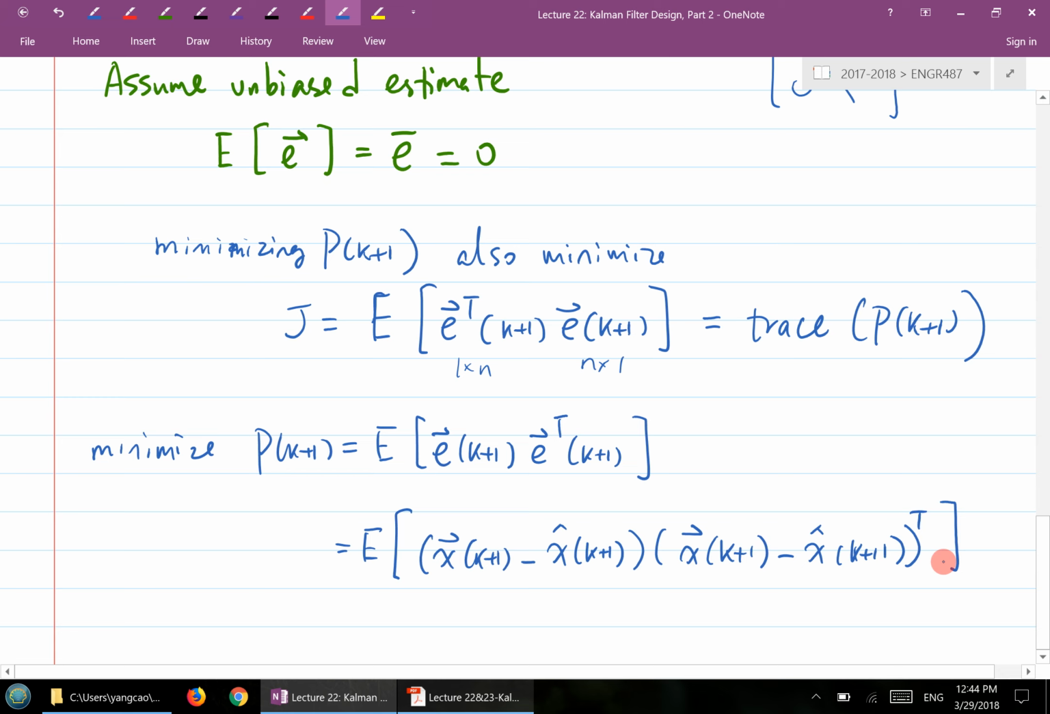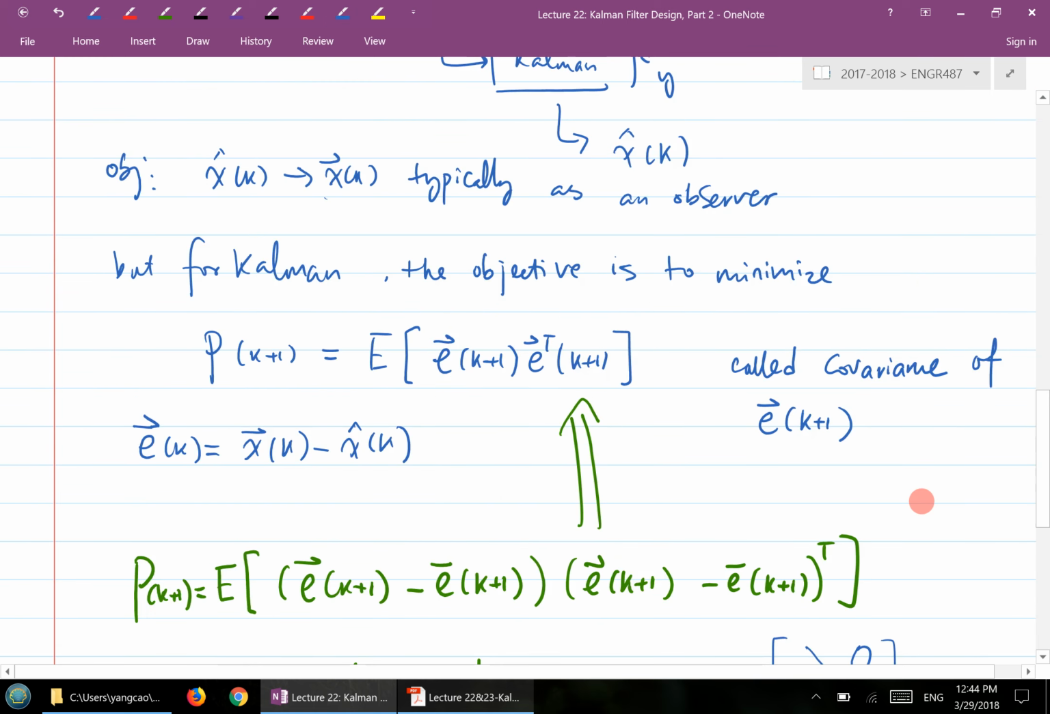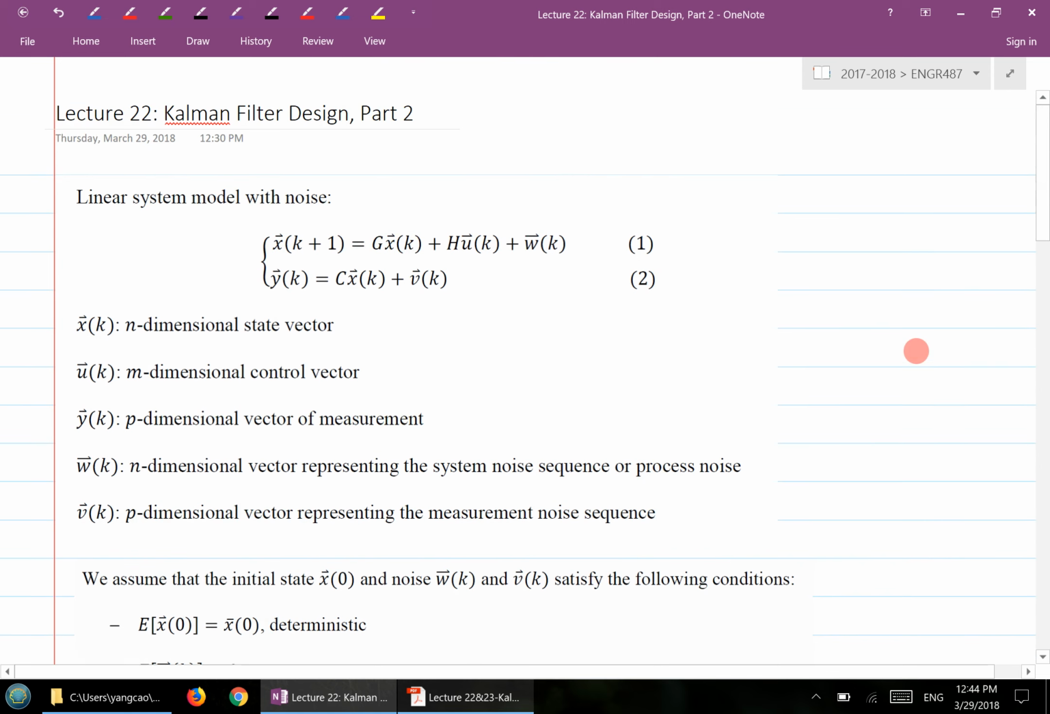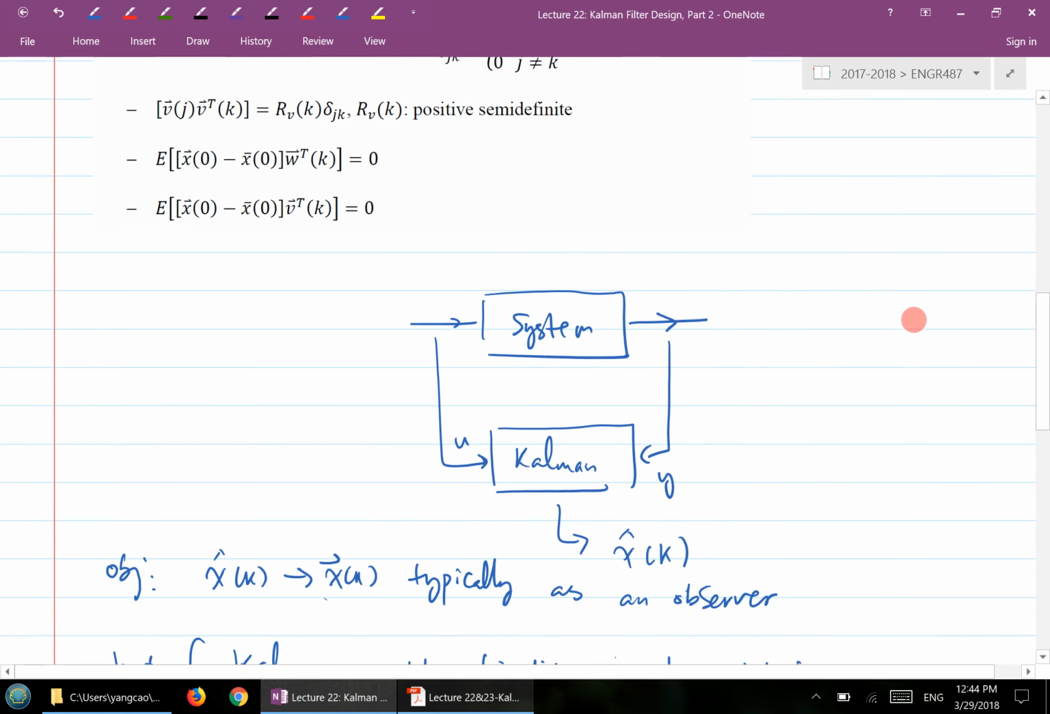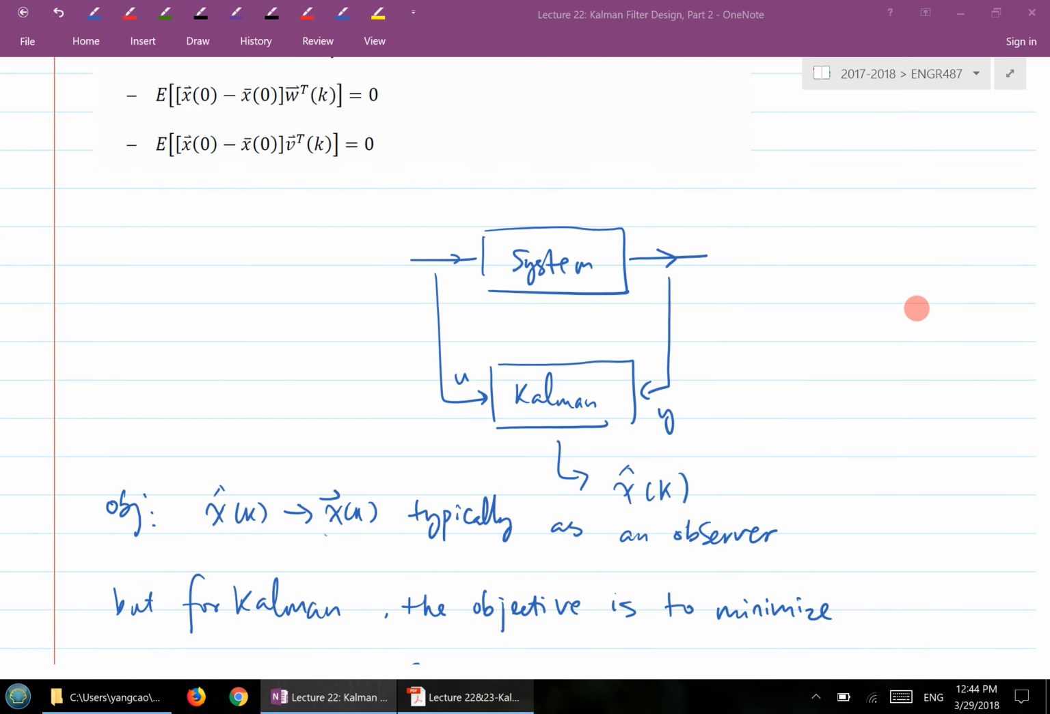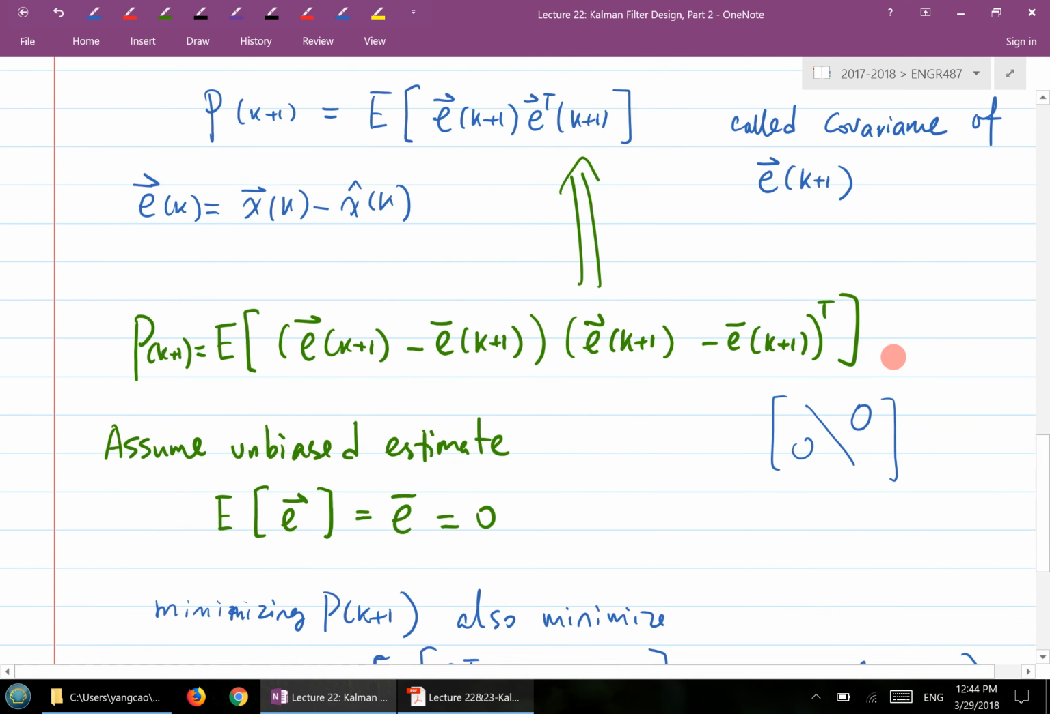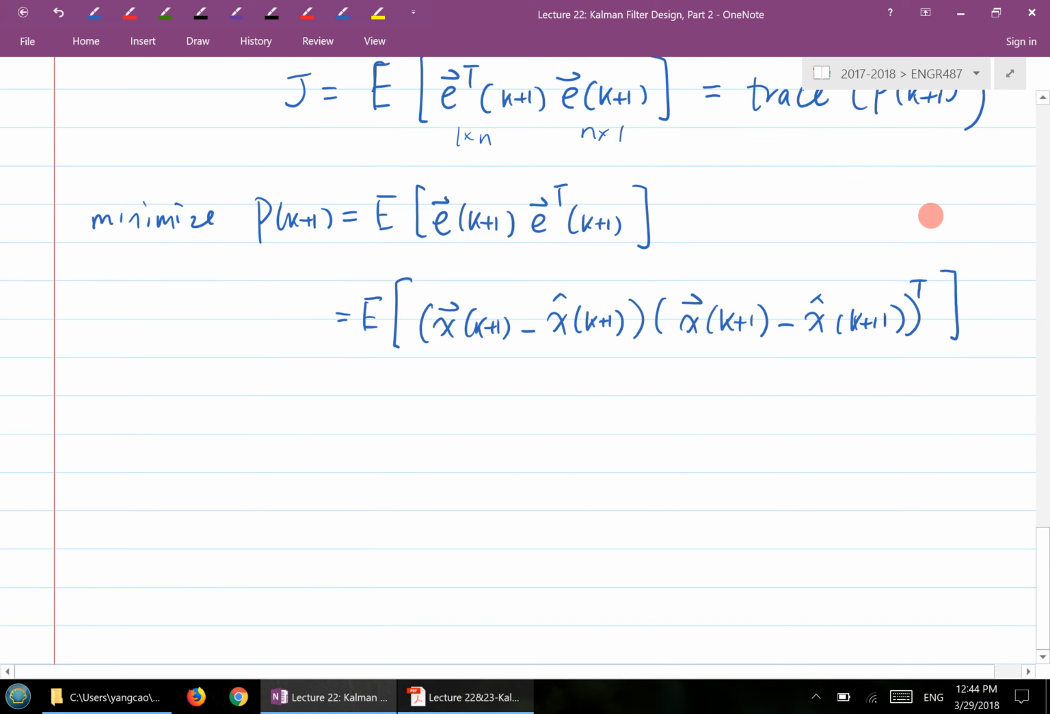Now we have the x of k, which is from our system mathematical model. We have this here. Now x hat should come out of this Kalman filter model. So the question is, what type of model should we use to generate this x hat? Here is the model we're going to use.